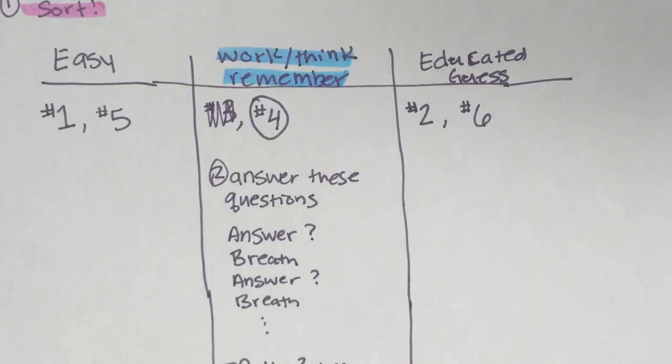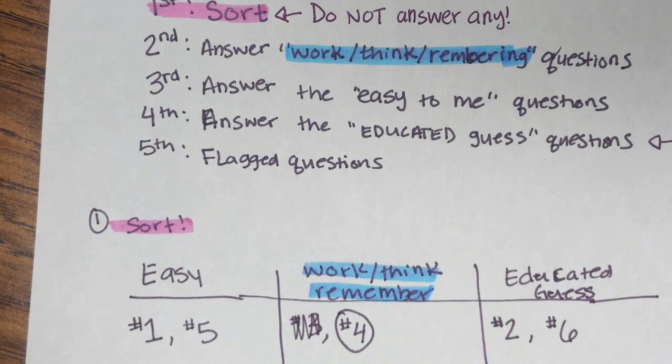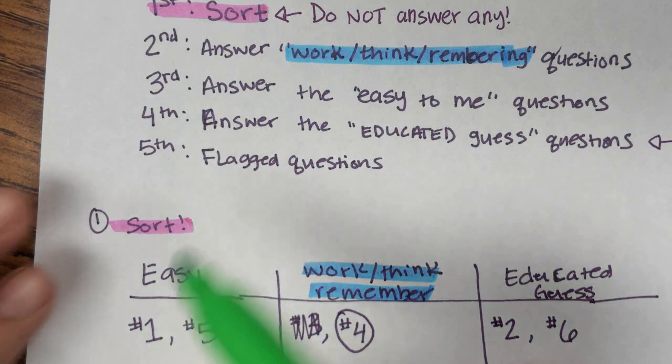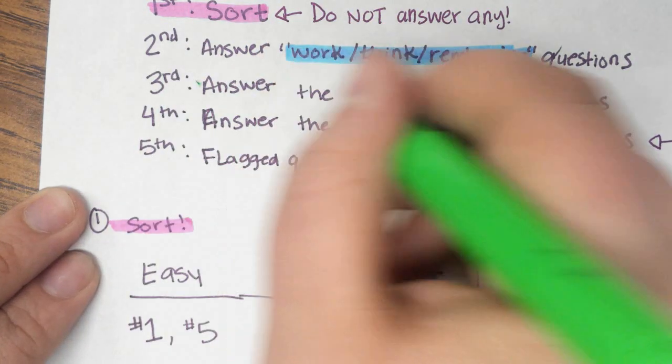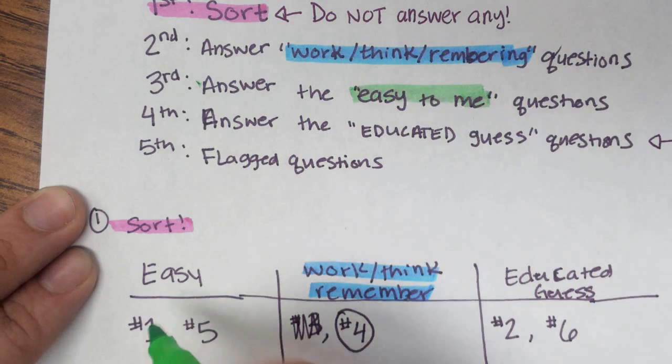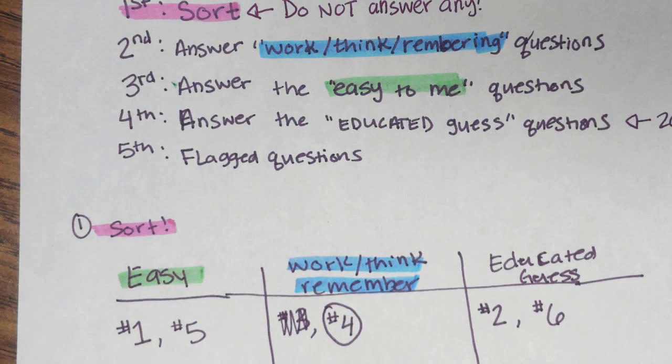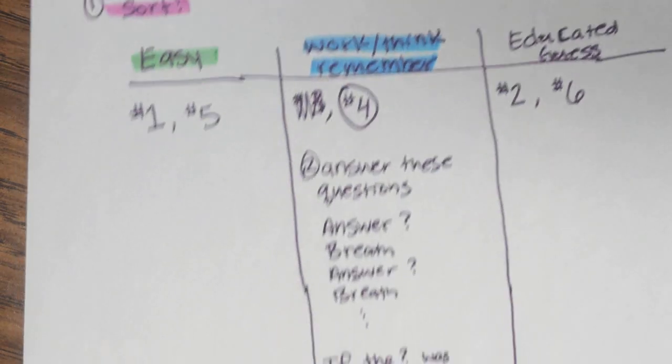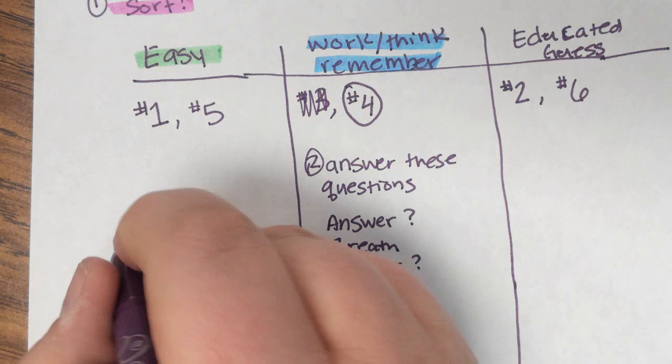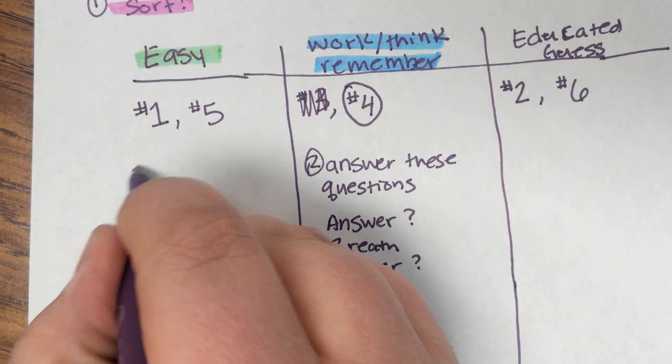So we've gone through the medium difficulty, and we're going to take a little break. Now we're going to do the easier questions. The third thing we're going to do is the easy questions. So now we're doing the easy-to-me questions. You're just going to answer the questions in that category. We're really going to assume that you got all of the questions right here.